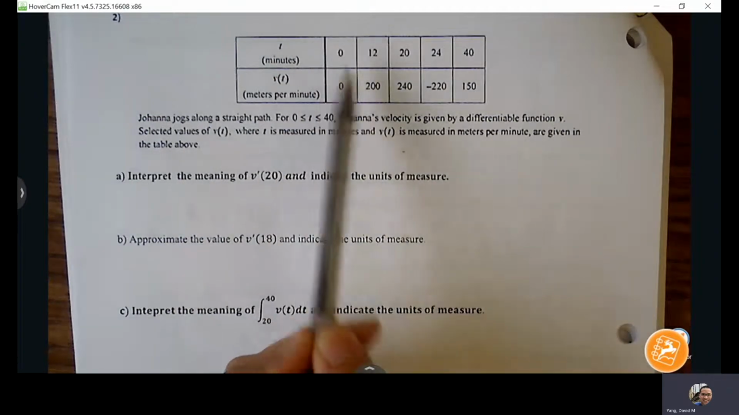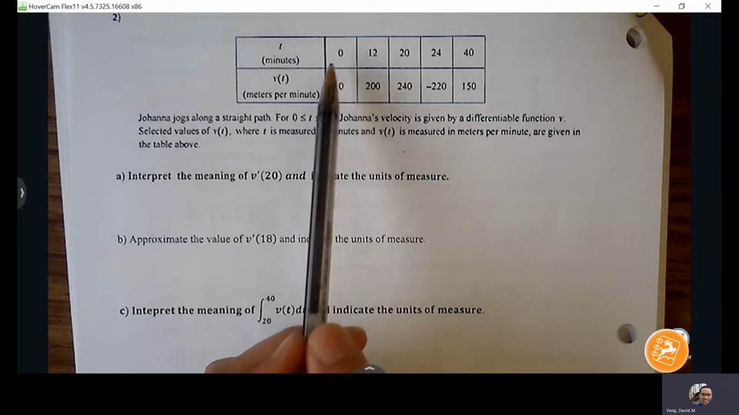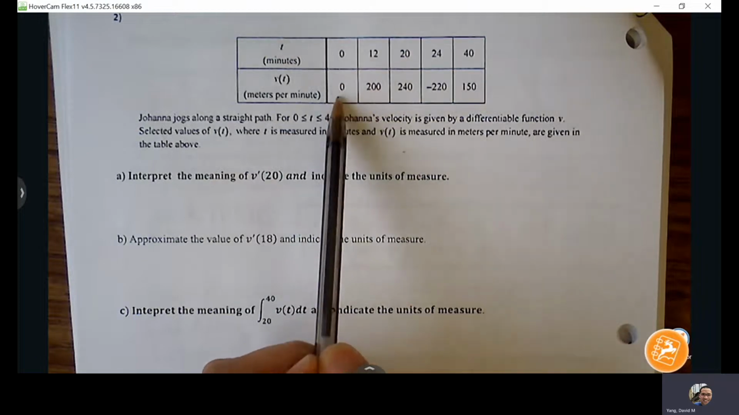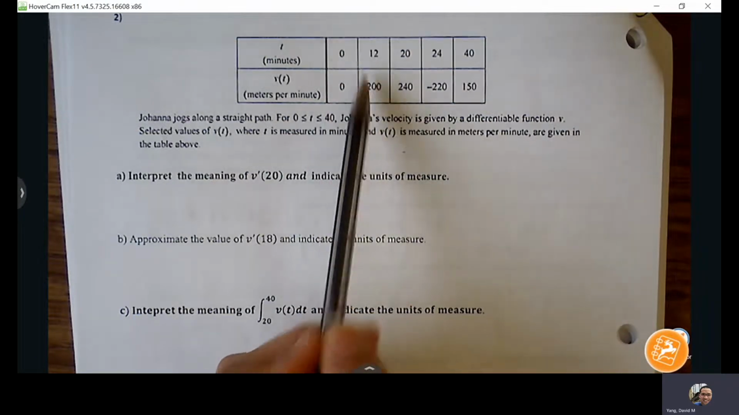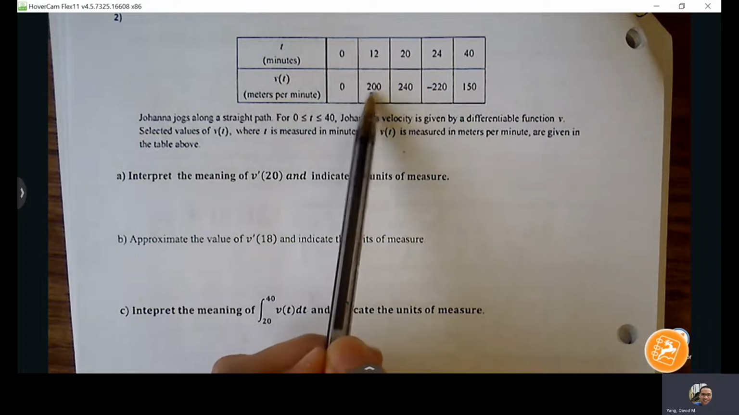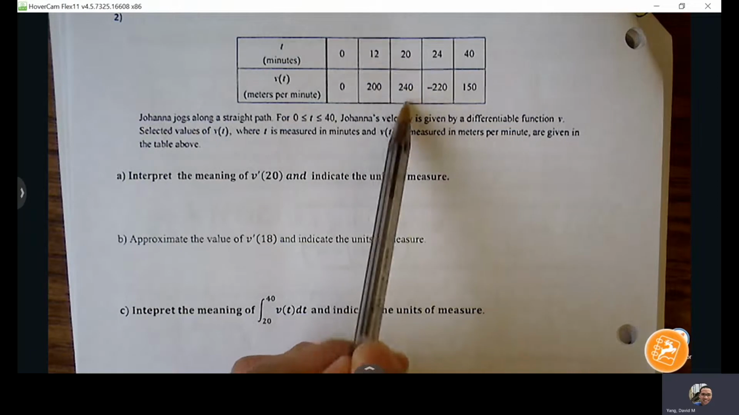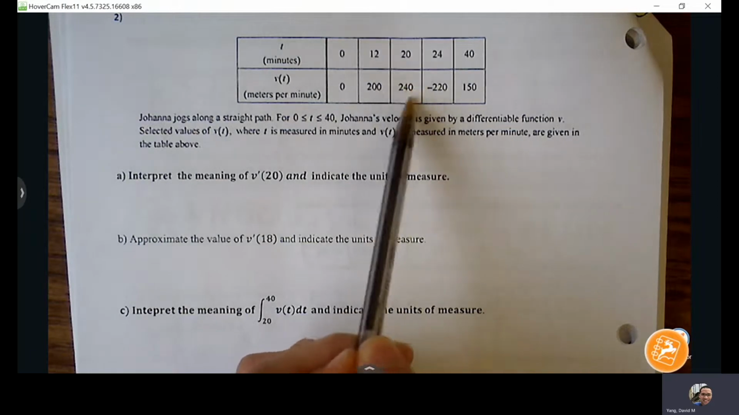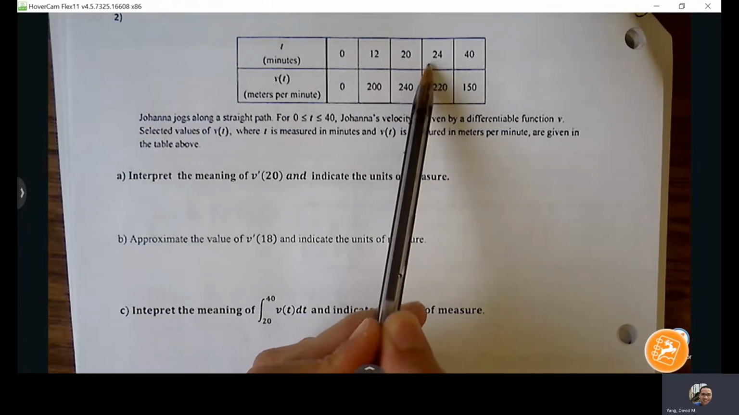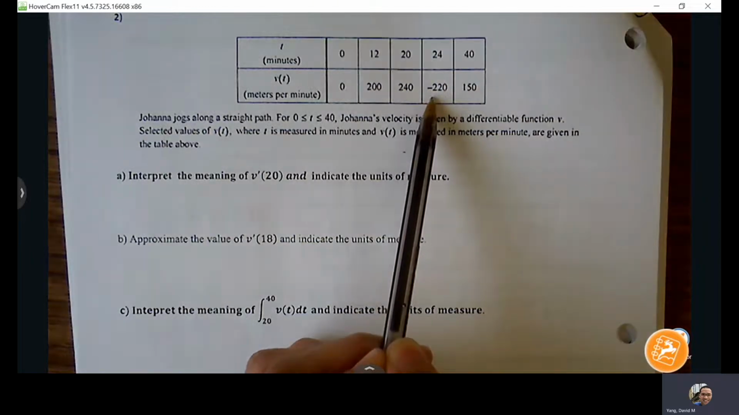So let's just observe what this table gives us. At 0 minutes, she hasn't started running yet. 12 minutes in, she's running at 200 meters per minute. 20 minutes in, she's picked up her speed, 240 meters per minute. 24 minutes, negative 220 meters per minute. What's going on here?